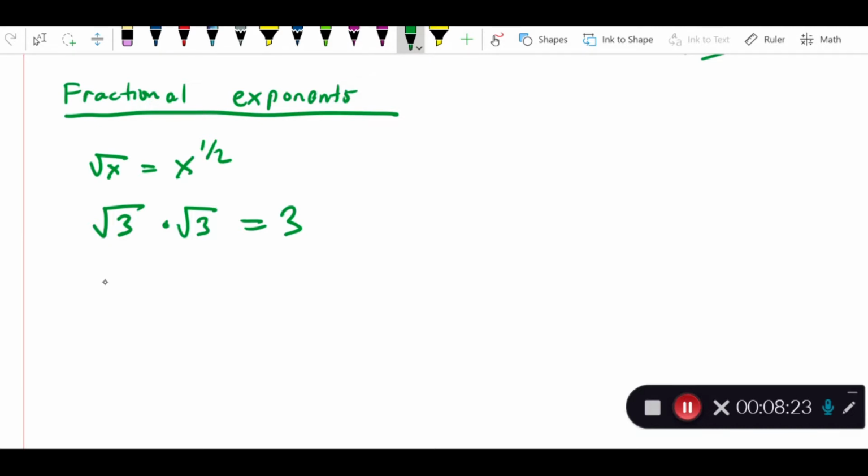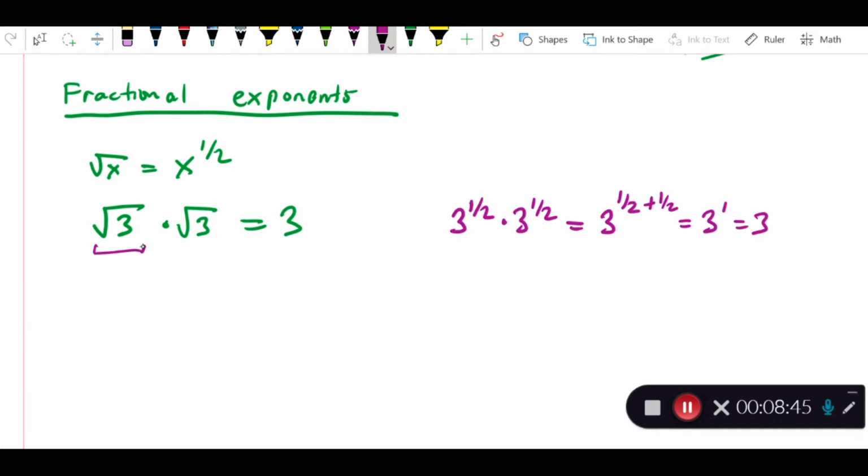Well, let's think about how this works in terms of the law of exponents. So if I write 3 to the 1/2 times 3 to the 1/2, by the law of exponents, that should equal 3 to the 1/2 plus 1/2, which equals 3 to the 1, which is 3. So in other words, this is a number that I can multiply by itself and get 3, and this is also a number that I can multiply by itself and get 3. Therefore, it sort of stands to reason that these must be equal to each other. So that's how we get that the square root of 3 is equal to 3 to the 1/2.